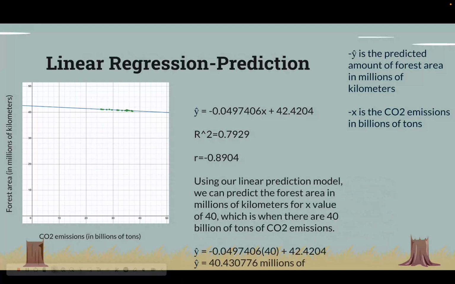Using our linear prediction model, we can predict the forest area in millions of kilometers for an x value of 40, which is when there are 40 billion tons of CO2 emissions. To do this, we simply plug 40 into x and predict y hat. By plugging 40 into our x, we get a predicted forest area of approximately 40.430776 million kilometers of forest area.